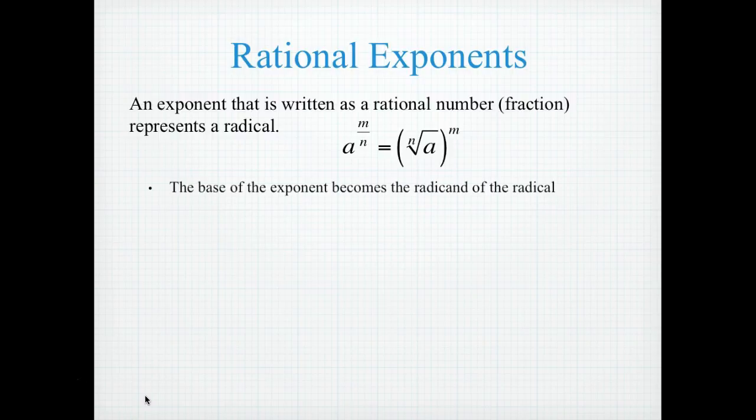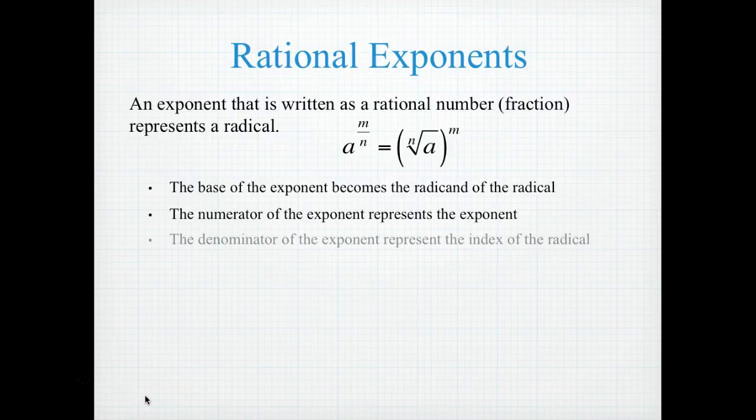So if you follow a, the base of the exponent, when translated from exponential form to radical form, it goes from the base of the exponent to the radicand of the radical. The numerator of the rational exponent, m, translates as the exponent in radical form. So the numerator of the rational exponent in exponential form represents the exponent in radical form.